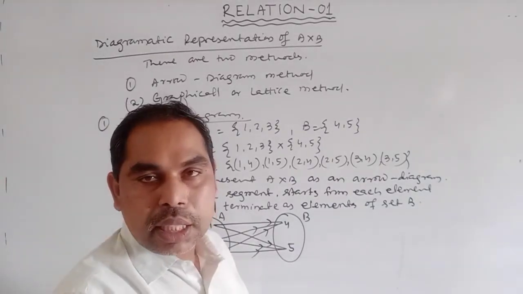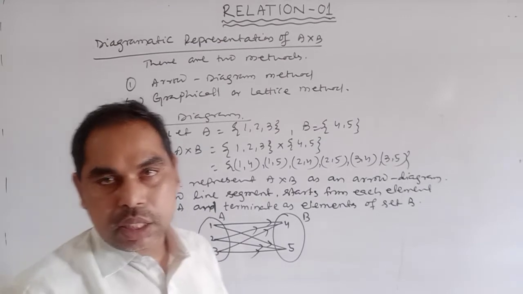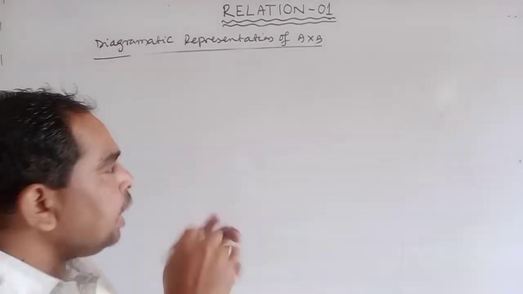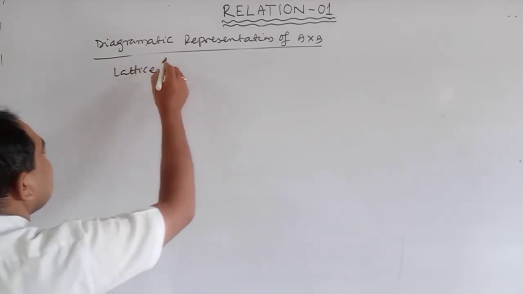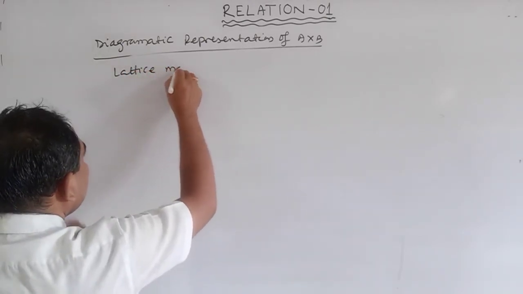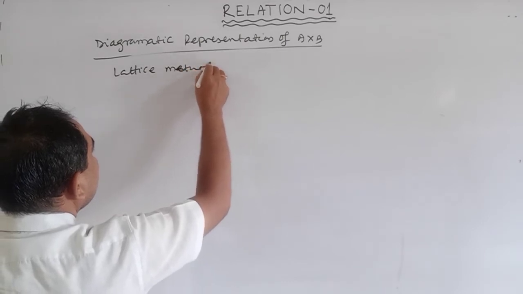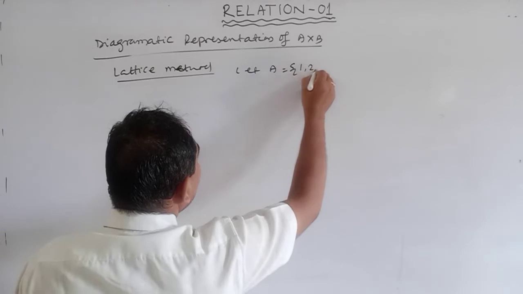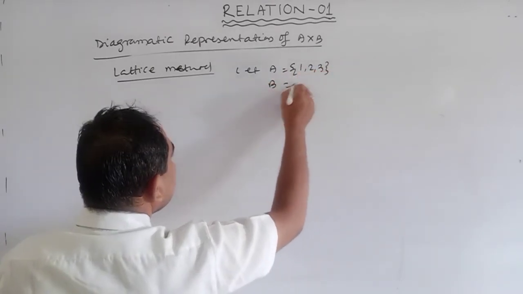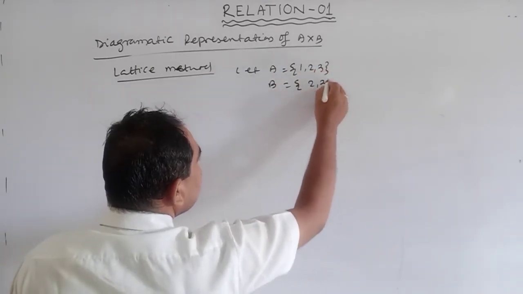Next, the graphical representation, also called the lattice diagram method. Let A is equal to 1 2 3, B is equal to 2 3.